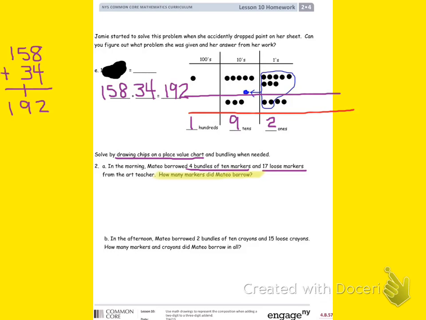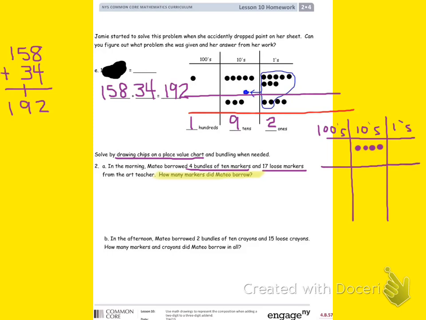Okay, now it's time to draw the place value chart, just like we're told to do in the directions. I'll label it ones, tens, hundreds. Okay, the first addend that I will draw in the place value chart is the 4 bundles of 10 markers. Since they're already bundled, I'll put them in the tens column. 1, 2, 3, 4. And just like on the problem above, I'm going to draw a line to separate my addends.